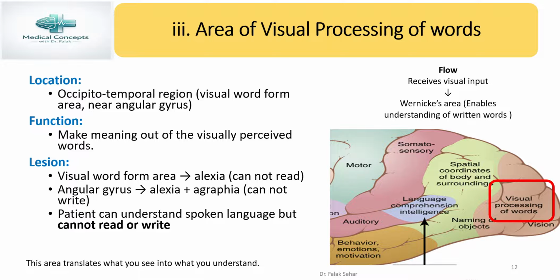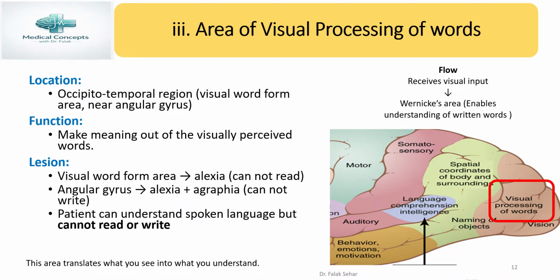Now coming to the area of visual processing of the word. This area is located in the occipito-temporal region and is responsible for reading. It converts visual information into meaningful language, allowing us to understand written words. This information is then sent to Wernicke's area for further comprehension. Clinically, damage to this area results in alexia.